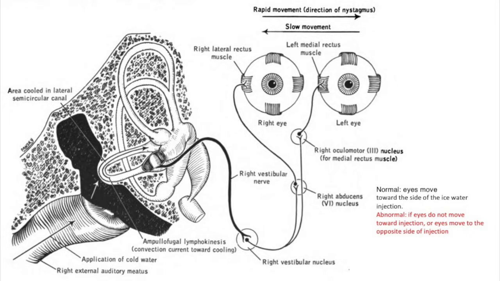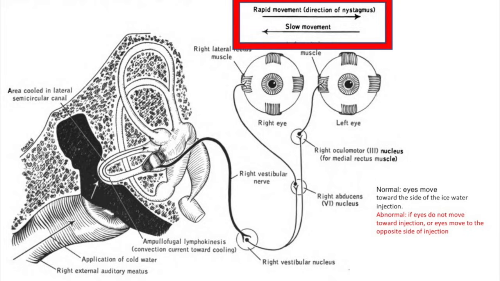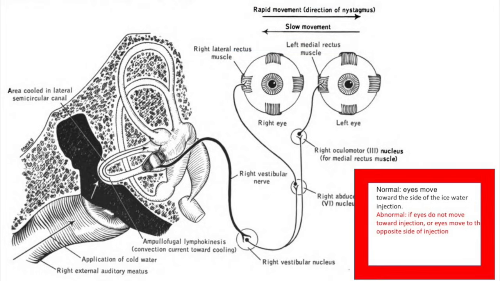Ice water is injected into the right auditory canal, and the nerve signal travels up the branches of the nerves. Again, the normal response is if the eyes move slowly towards the side of injection. If they move the opposite way, it typically would be a little more fast, and that's abnormal. So again, here is the response. So remember that for cranial nerve number 8, cold calorics test. You do not have to memorize this diagram.